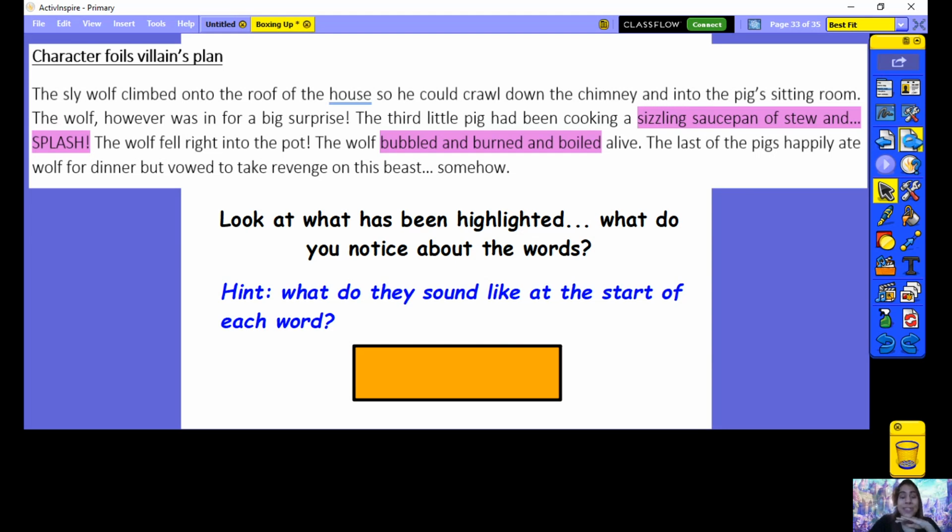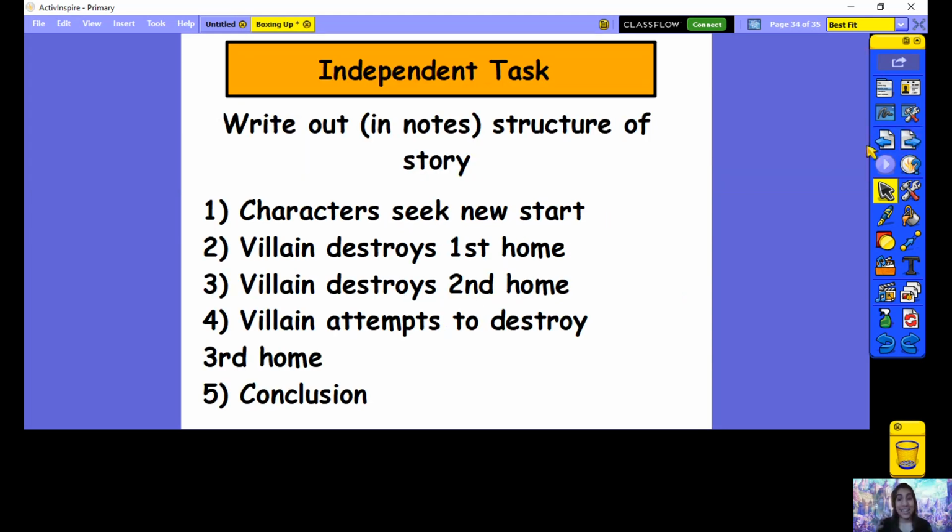So that shows me that the story has ended very differently here. So well done for listening to that and writing out your notes and thinking about the different language features and the structure of the story. What I would like you to do is, and again, this doesn't have to be really neatly laid out, I just want you to, for yourself, write out in notes the structure of the story. So I've given you the 5 parts of the story here.